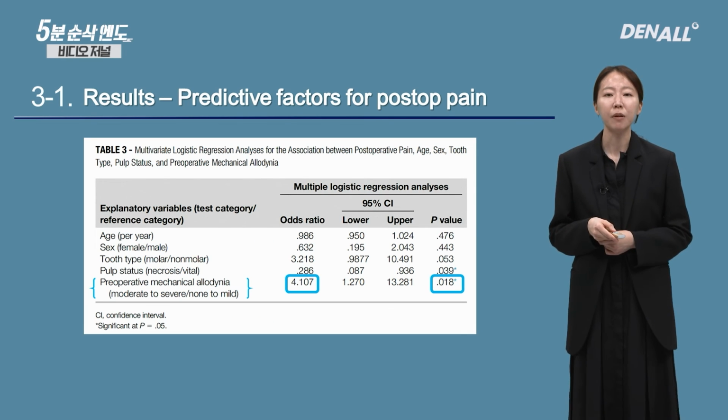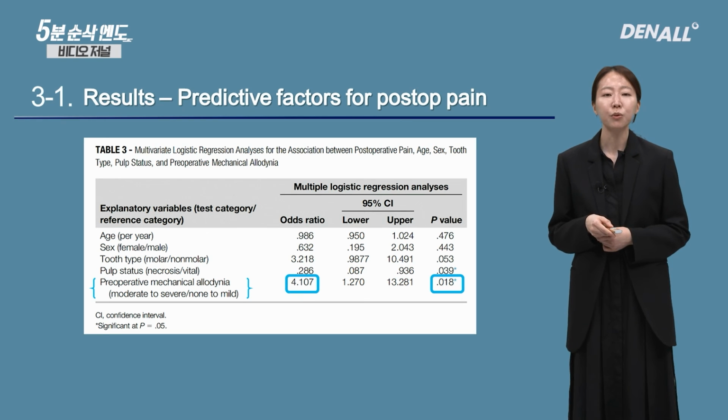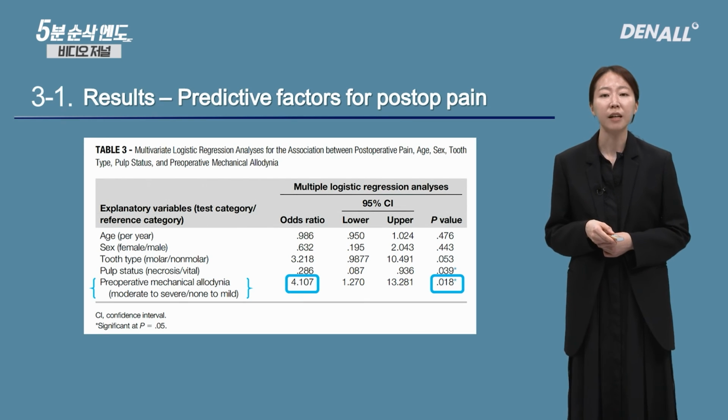These three factors were used for multivariate logistic regression analysis. Pre-op mechanical allodynia of moderate or above was found to be a risk factor. If such mechanical allodynia exists pre-op, in post-op, there can be periapical pain of moderate or above.